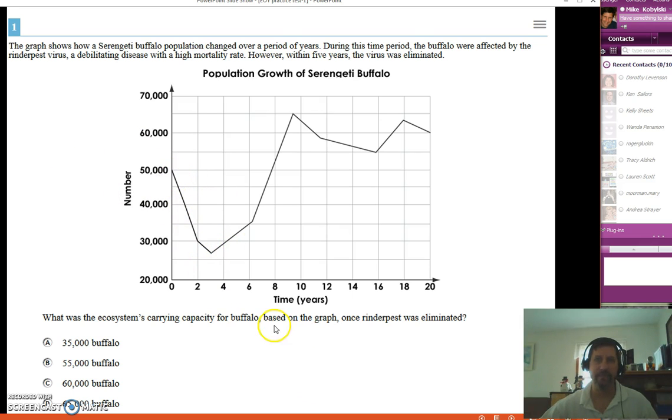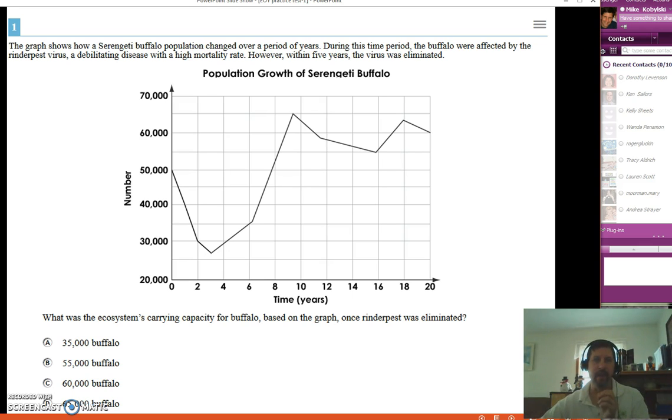Okay, so it says, once it was eliminated, what was the ecosystem's carrying capacity? So you go up, you have answers of 35,000, 55,000, 60,000, or 65,000. Now, you have to understand this concept of carrying capacity. Carrying capacity is a very important idea. Now if you look at where the highest point on this graph is, it would correspond to here, which is 65,000. But you have to understand the carrying capacity premise.